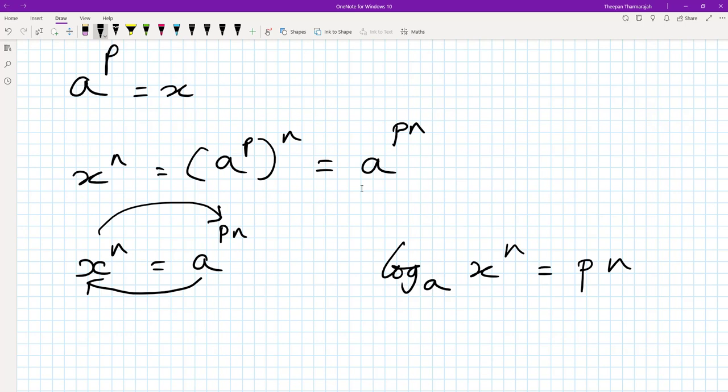But we know what P is. That's log base A of X. So we can say that's equal to n times log base A of X. And that proves the third law of logs.